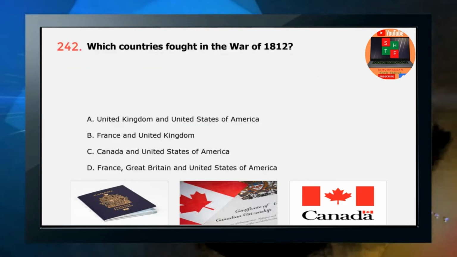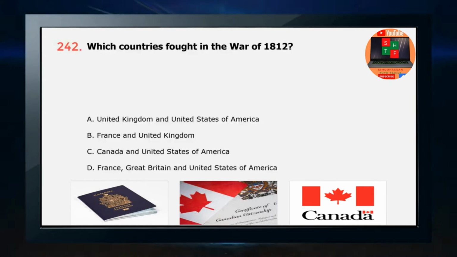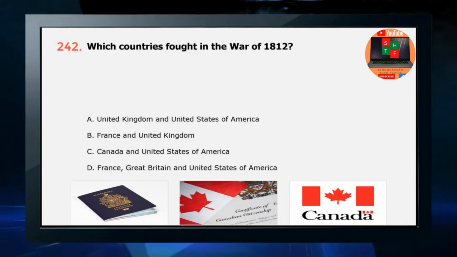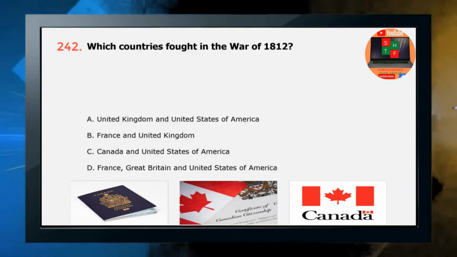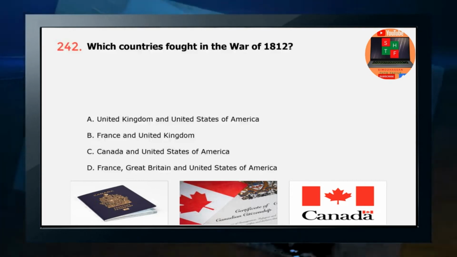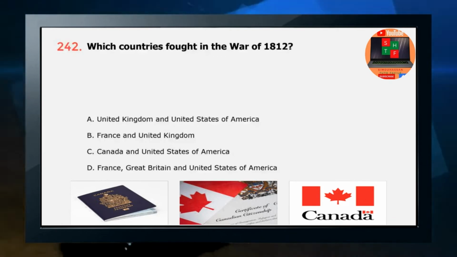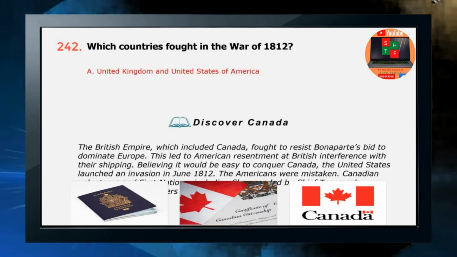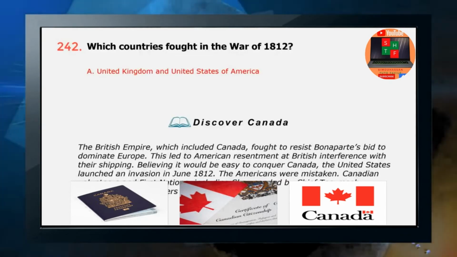Question 242. Which countries fought in the War of 1812? A. United Kingdom and United States of America. B. France and United Kingdom. C. Canada and United States of America. D. France, Great Britain and United States of America. The answer is A. United Kingdom and United States of America.